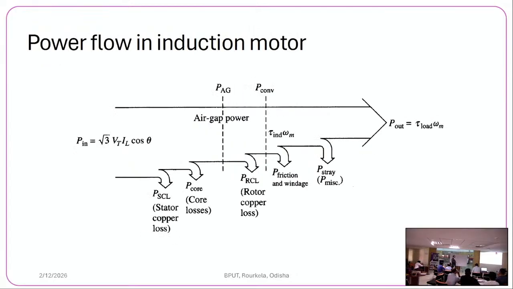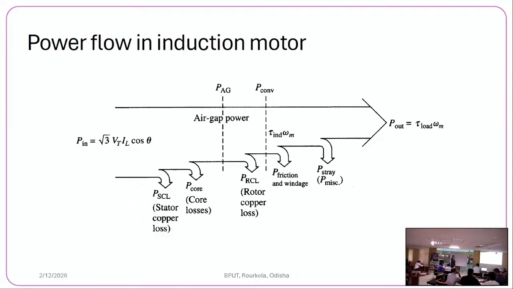So how the power flows, first the input power comes. The input power is root 3, line voltage, line current, power factor. This is the input power. After the input power comes to the stator, there will be stator copper loss, I square R loss in the stator winding. Then also there will be stator core loss. After the total loss, power crosses to the rotor through the air gap. So power crossing from stator to rotor via the air gap is the air gap power.